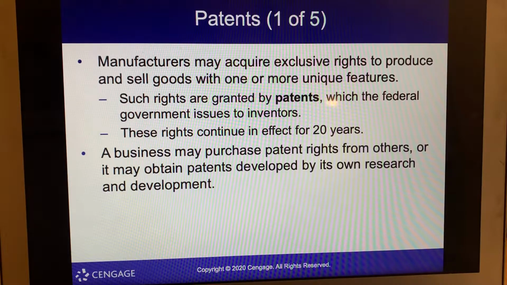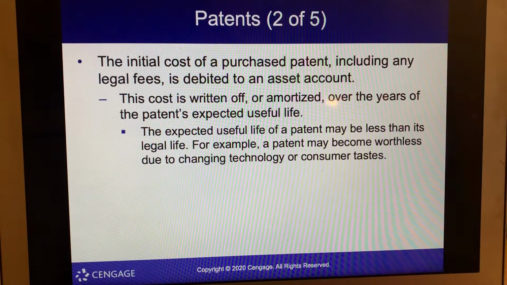A business may purchase patent rights from others, or it may obtain patents developed by its own research and development. The initial cost of a purchased patent, including any legal fees, is debited to an asset account. The cost is written off or amortized over the years of the patent's expected useful life. The expected useful life of a patent may be less than its legal life. For example, a patent may become worthless due to changing technology or consumer tastes.